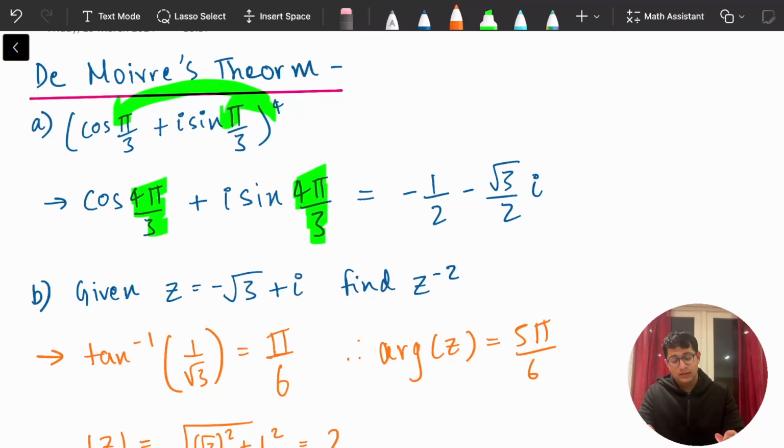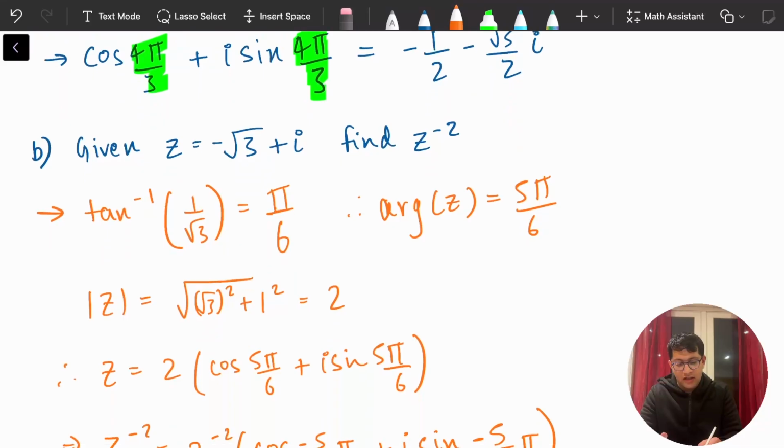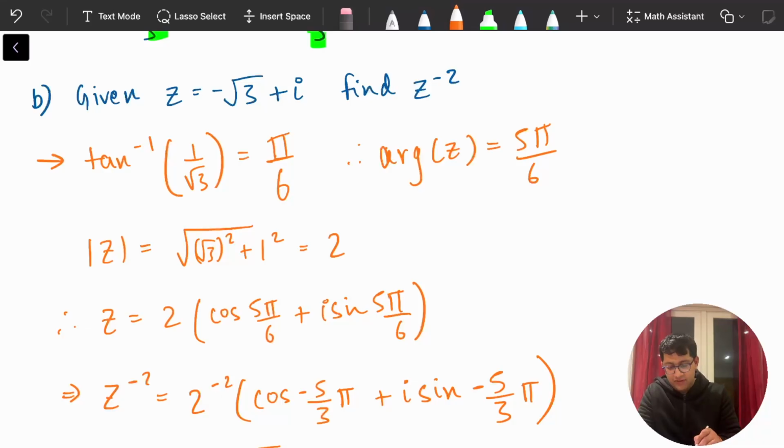Cool. Slightly more challenging question. If you're given a complex number in the Cartesian format, which is going to be a plus bi, something like minus root 3 plus i, and you're told to put it to an exponent. In this case, we're asked to find z to the power of minus 2. It's so much easier to use de Moivre's instead of expanding brackets and stuff. Just figure out the modulus argument form, use de Moivre's theorem, and then you can convert it back at the end. Which is exactly what I've done here.